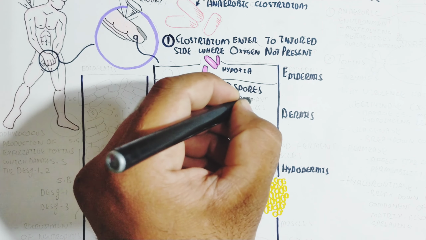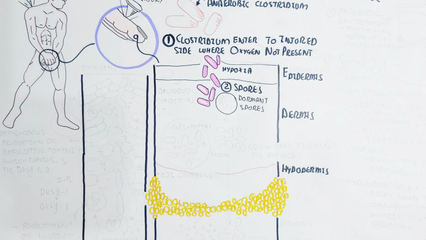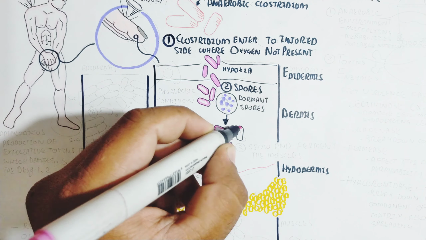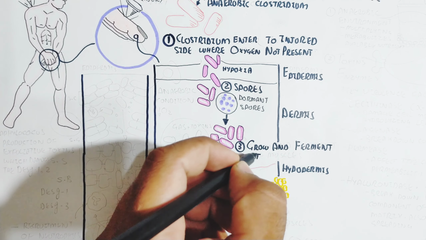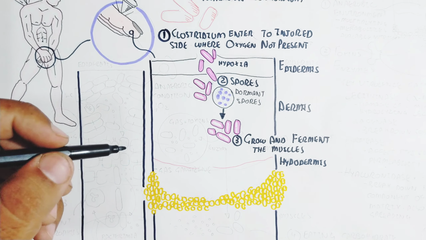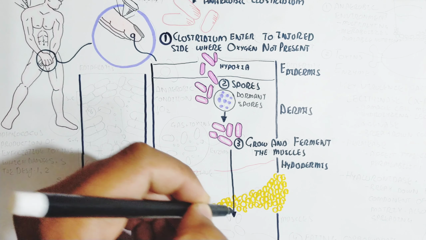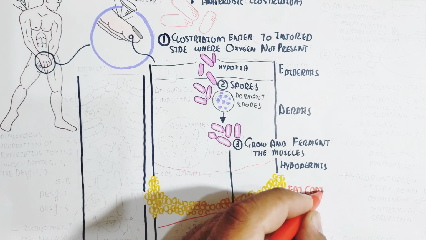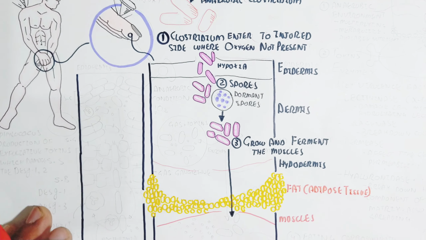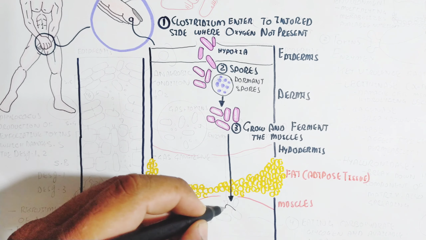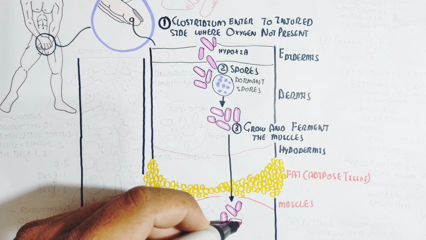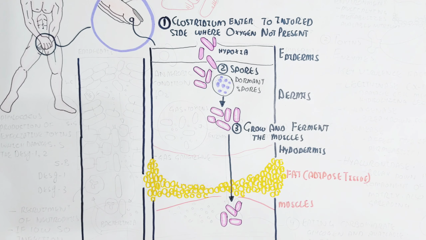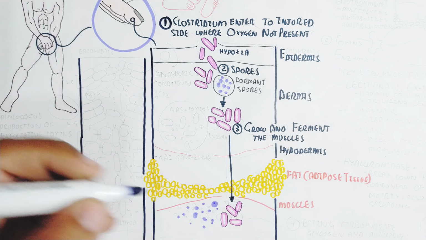Number two, spore formation will occur, the dormant spore. In the anaerobic, hypoxic condition, it will produce a spore, and this spore grows and ferments the muscle. The spore will grow to produce more bacteria, and due to the lack of blood vessels, the immune system is not provided to clear it up. In this way it grows and ferments the muscle and causes gas vesicles.